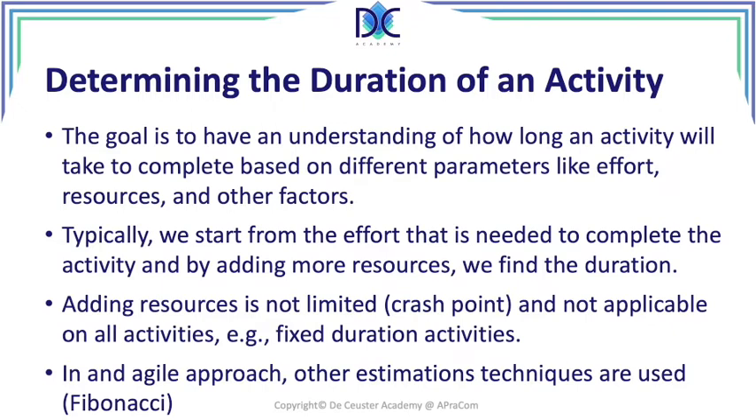We use the Fibonacci series to give a weight to the different activities and determine the number of points of every activity. Based on that, we would be working on those different activities, and we will see how many points we typically can finish during one cycle, for example, one sprint. So there may be different estimation techniques available that we may want to use when we're working in an agile environment.